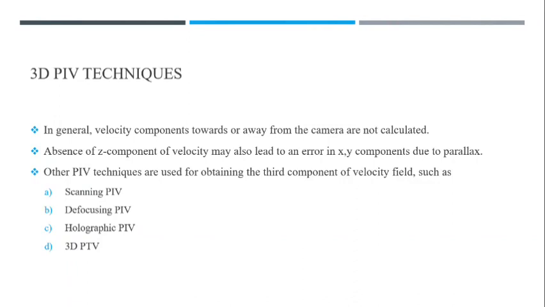Next one is 3D PIV techniques. In general, velocity components towards or away from the camera are not calculated. Absence of the z component of velocity may also lead to an error in the xy component due to parallax. Other PIV techniques are used for obtaining the third component of the velocity field, such as scanning PIV, defocusing PIV, holographic PIV, and tomographic 3D PIV.